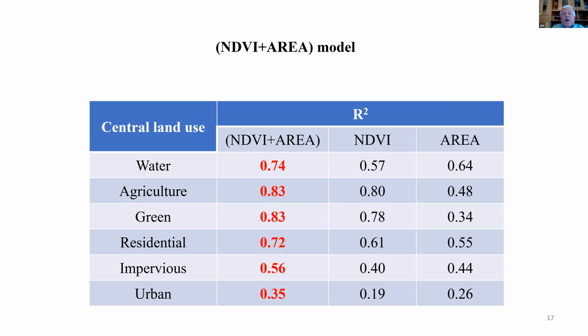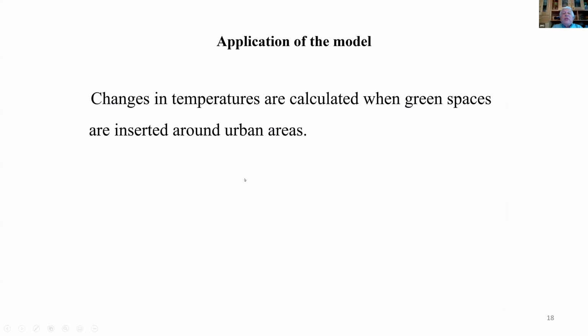And that was one of the reasons why the reviewers of this piece of research told us, well, you cannot really apply your method to the center of Columbus. So we took out the center of Columbus and we left it for further research to account really for the complexity of urban structure. So having such a function, what we did was to use the relationship to test what would happen if we insert green spaces around urban areas.